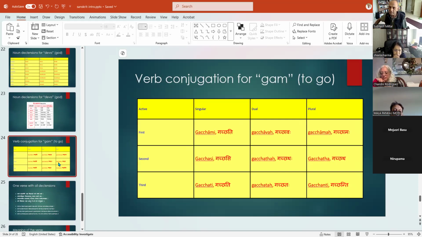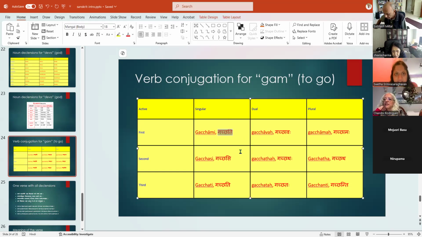Now this is the conjugation for verbs. I've just given a very quick review of the verb gam. Gam is the main root word, called dhatu, meaning to go. And the declensions are, repeat after me, gacchati... no, this is wrong. Sorry. Gacchami is the first one. I typed it wrong. Gacchami, gacchami.